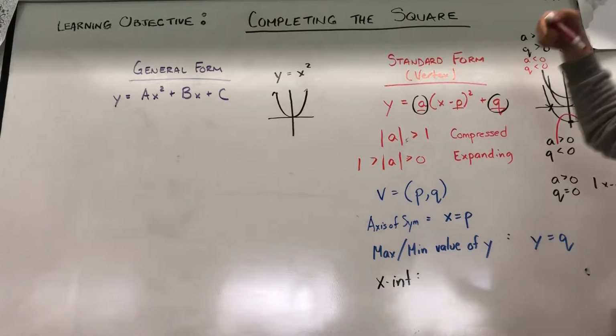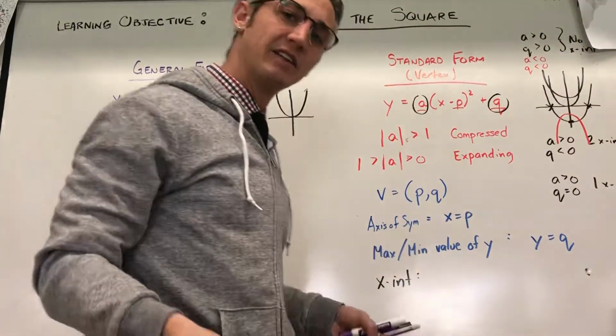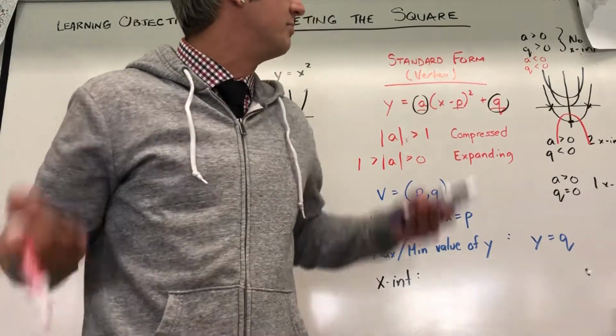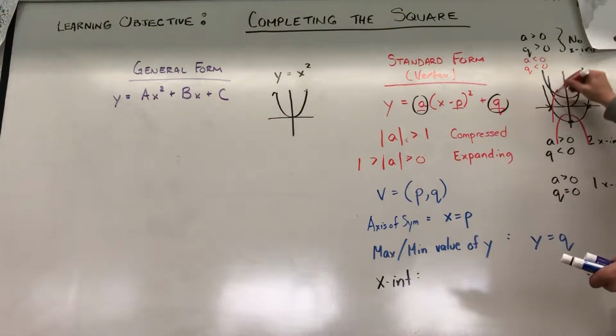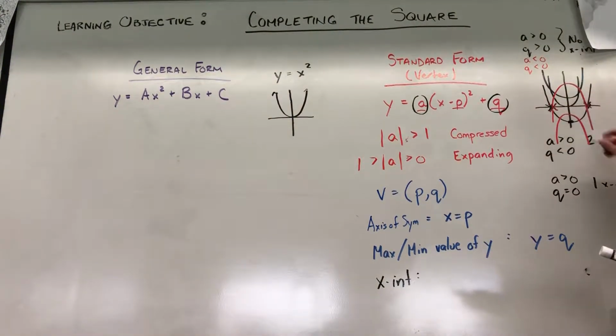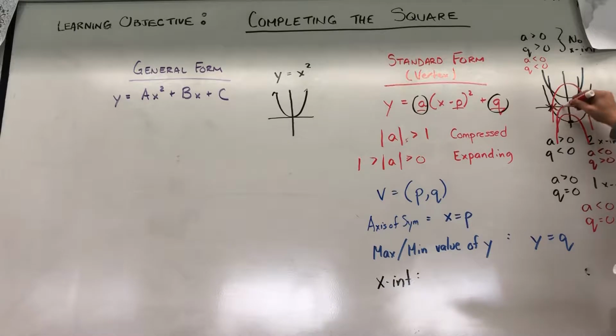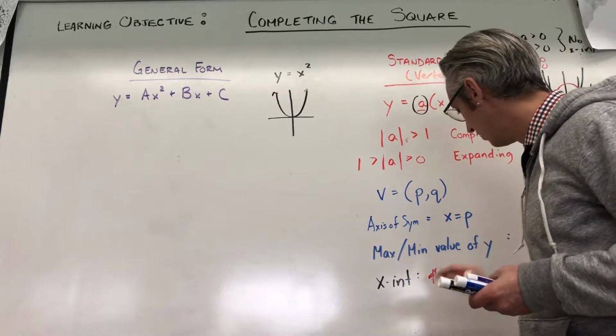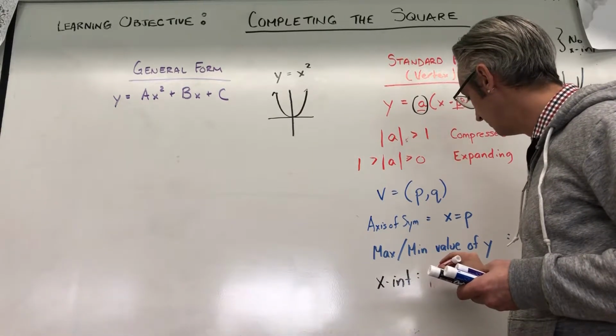If a is less than 0, so it's downwards, and q is a number bigger than 0, so it's positive, well then we're going to be looking like this, and again I have two x-intercepts. So when a is less than 0 but q is greater than 0, I have two x-intercepts. And again, if a is smaller than 0 but q is equal to 0, then I'm in this case right here, where I just touch the x-axis for one x-intercept. So the number of intercepts we can figure out just from looking at our a and our q.